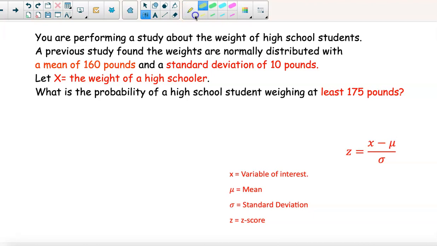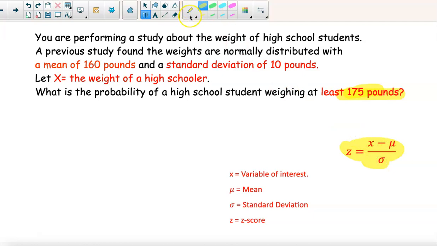In this video, we are going to learn the process of finding the probability using a z-score. So you are performing a study about the weight of high school students. A previous study found the weights are normally distributed with a mean of 160 pounds, standard deviation of 10 pounds, and let x be equal to the weight of a high schooler. Now, what is the probability that the weight of the high schooler is at least 175 pounds? Okay. So, this is the formula for z we have here.